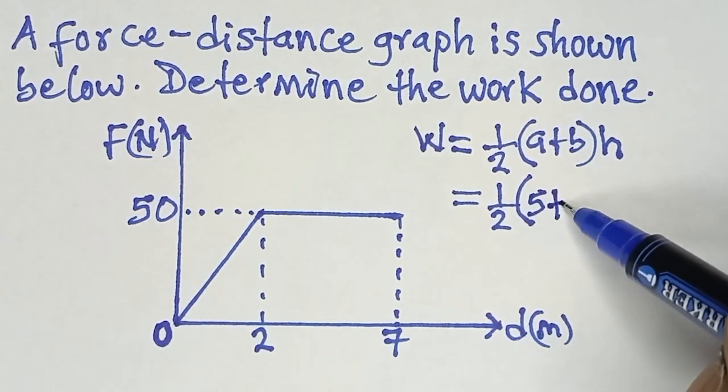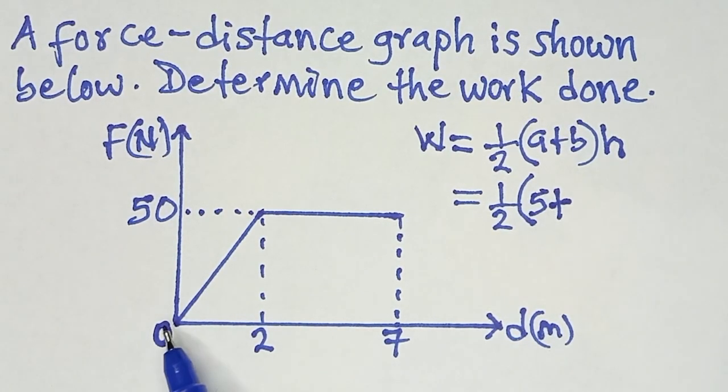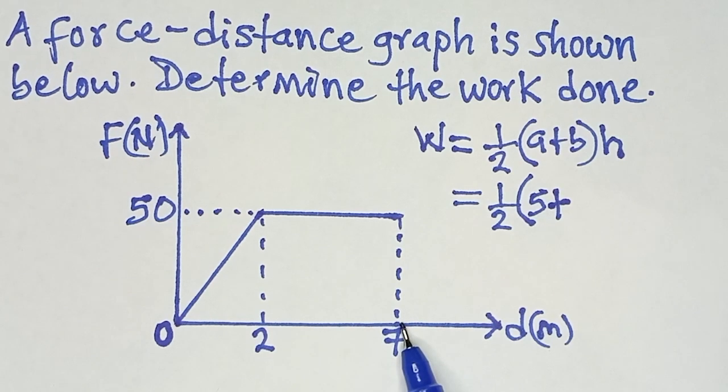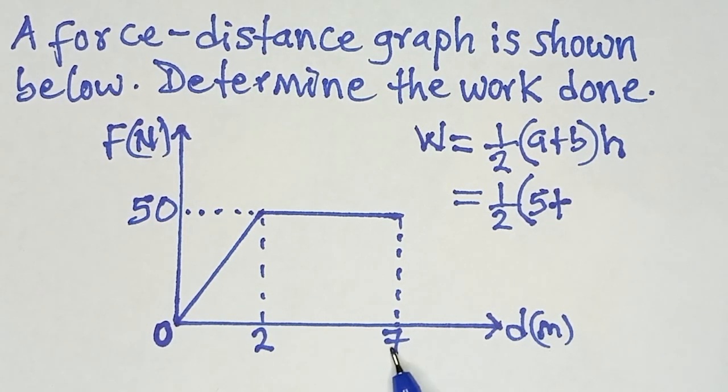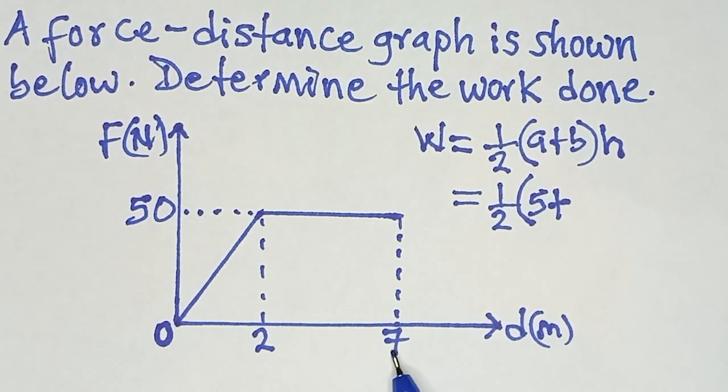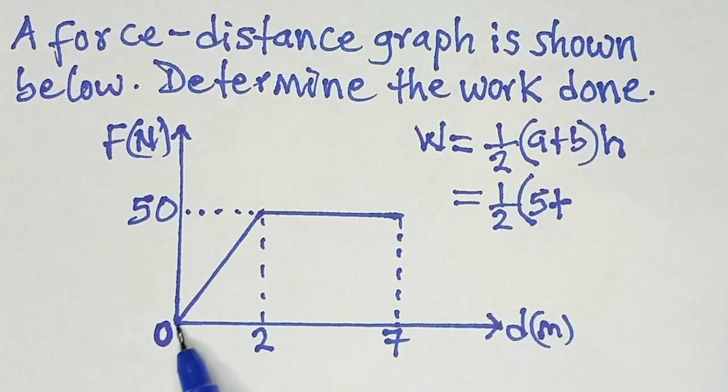Then plus the length of the bottom. That one is usually simple. Just take the last value that you have here. Because from here to here is 2, and from here to here is 5, so 2 plus 5 is what is giving this last value, 7. So the length of this bottom here is 7.